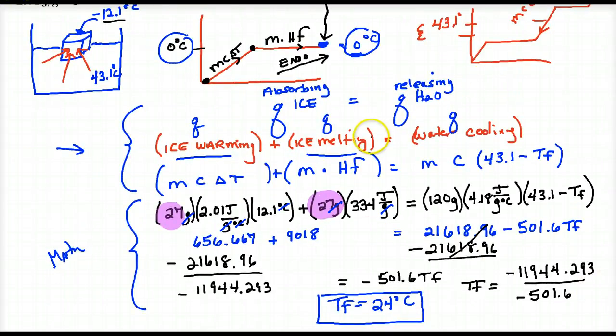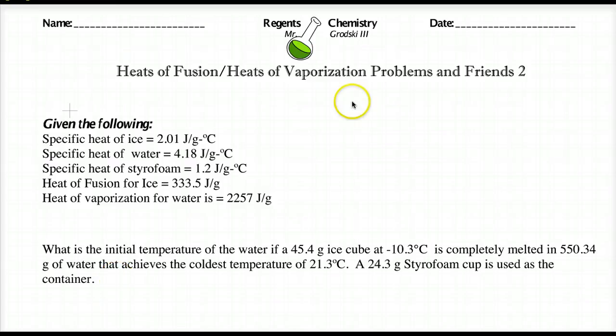We're going to move now to the classwork of Heats of Fusion, Heat of Vaporization Problems and Friends 2. It's a worksheet that we're moving to now. Okay, so this is a more advanced problem. If you look at the problem, what is the initial temperature of water if a 45.4 gram ice cube at a temperature below its freezing point is completely melted in 550 grams of water that achieves the coldest temperature?